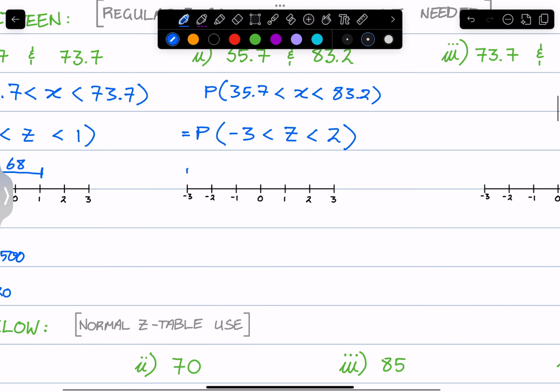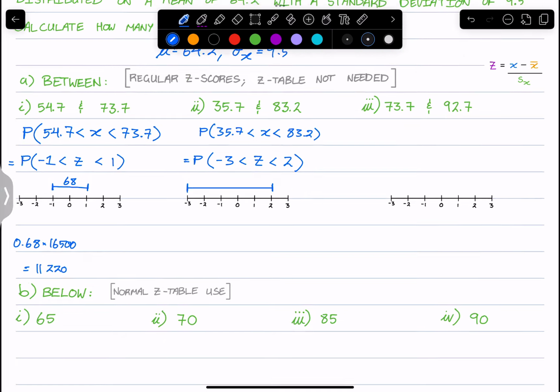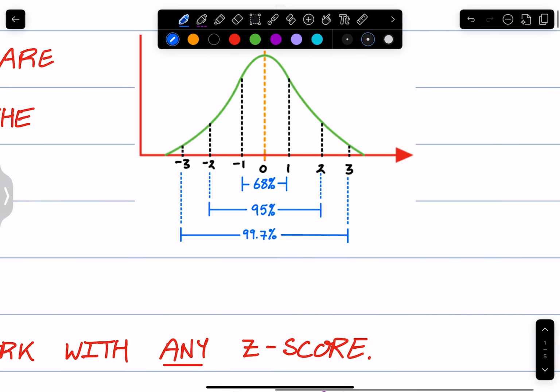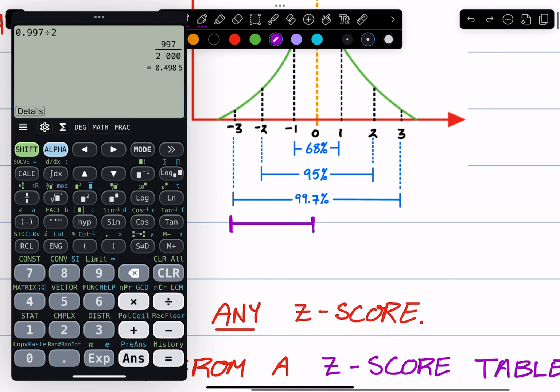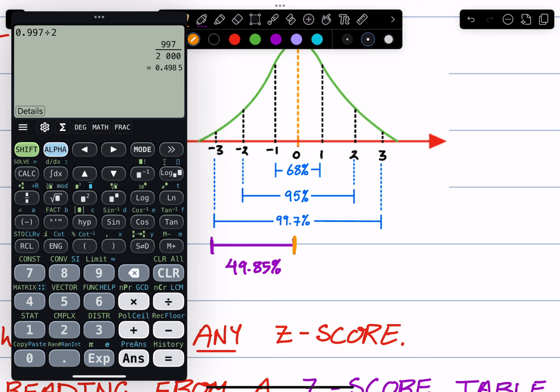Once again, we've seen this before. -3 up until +2. For this, we're going to go back to this regular one here. So we're looking at from -3 to +2. To do this, we find -3 to halfway. That is half of 99.7, so 0.997 divided by 2. That halfway is 49.85%.